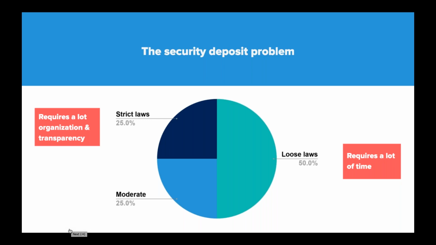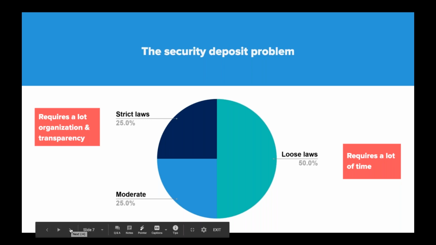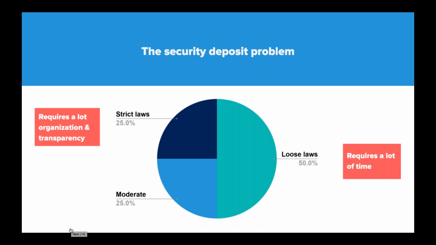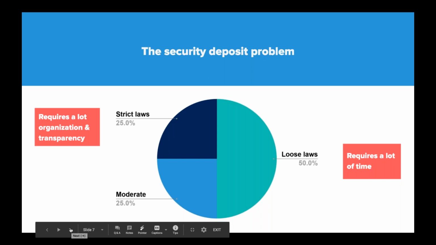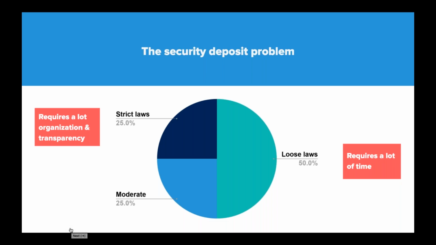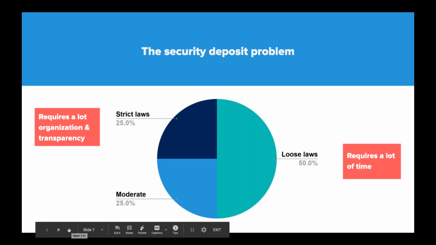Then another 25% of the states don't have laws as restrictive as what we just went through, but there definitely are some laws there. And then the other 50% of the states do have some laws. You need to do things like, if you're going to withhold any security deposit, make sure there's an itemized reduction.